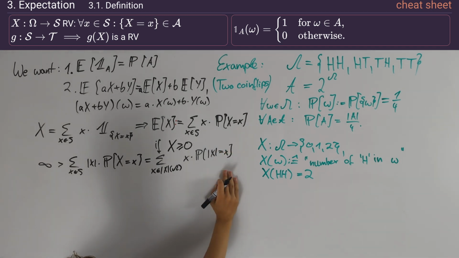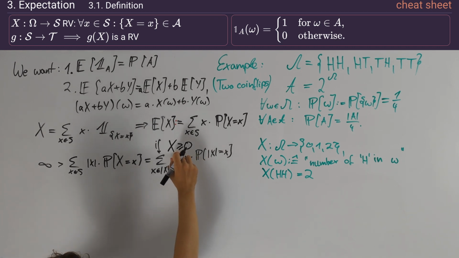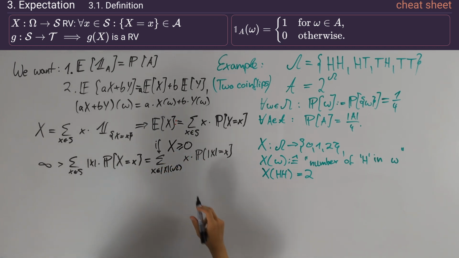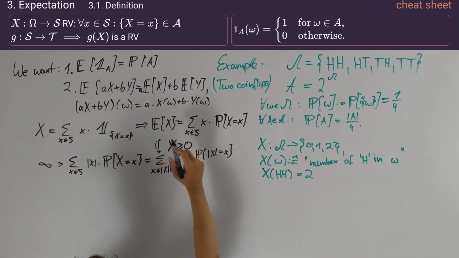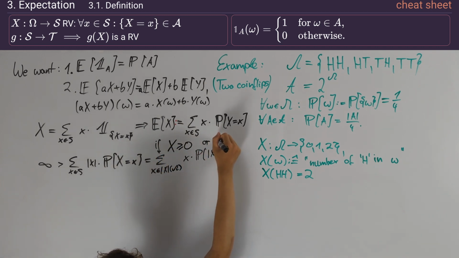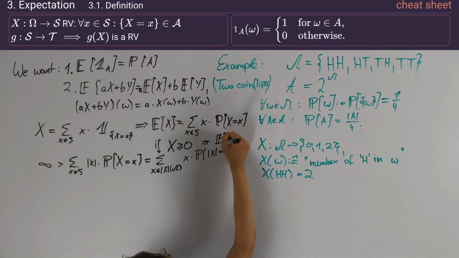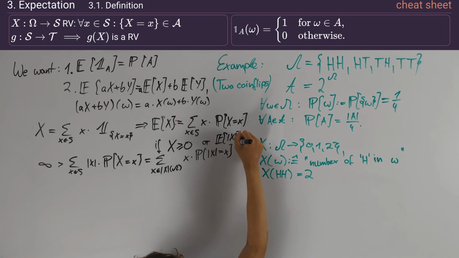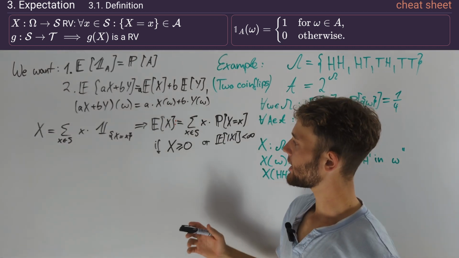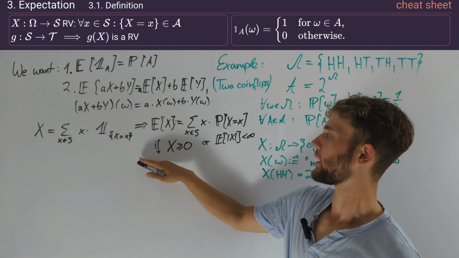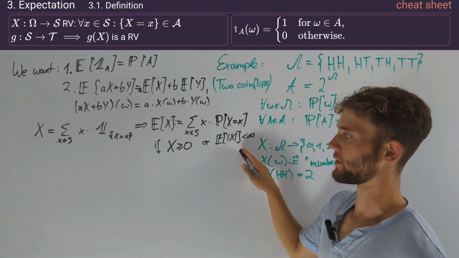This expression is just the expectation of absolute value X, which is always defined because absolute value of X is greater than or equal to 0. Therefore, we can also define the expectation of X if E of absolute value X is less than infinity. The expectation is not defined if X doesn't satisfy at least one of these properties.